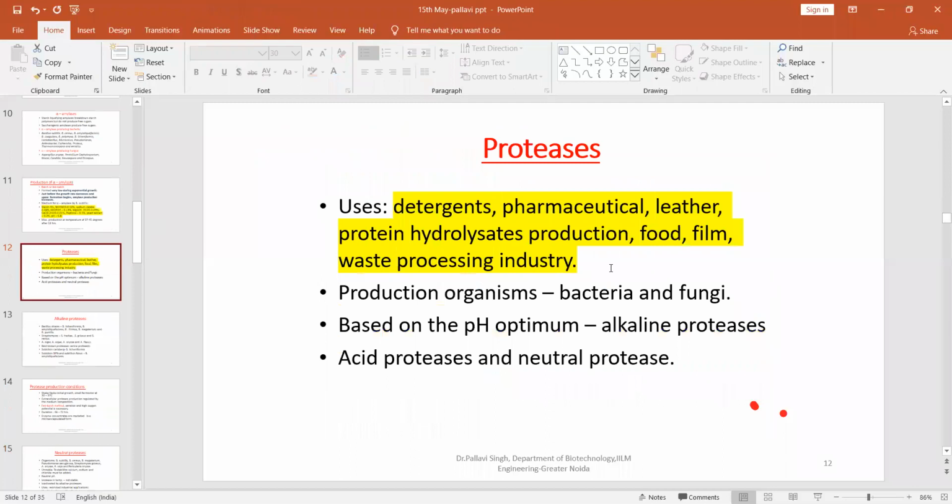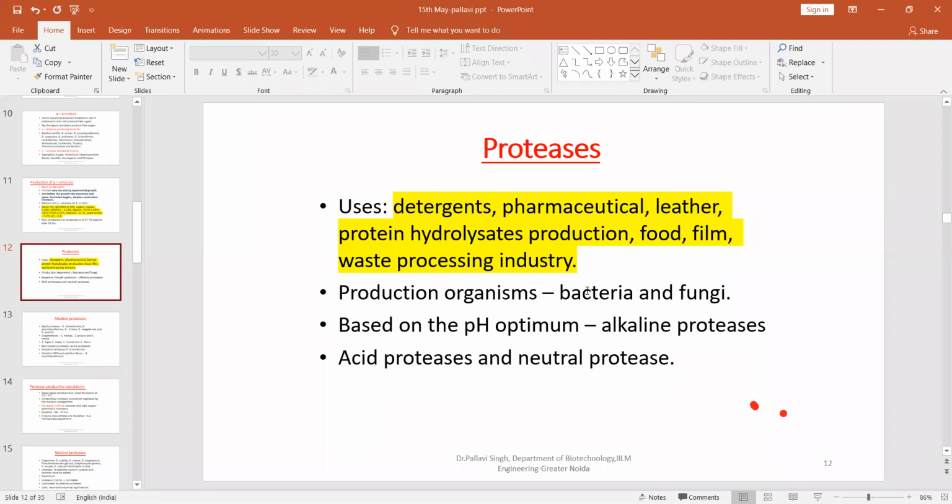Now let's talk about the proteases. Proteases are the enzymes which break down proteins and are applied in the detergent industry, pharmaceuticals, leather, food industry, waste processing industry, and just like alpha amylase, we can use both bacteria and fungi. Now I will tell you that proteases are further classified into 3 types: alkaline proteases, acid proteases, and neutral proteases based on their optimum pH requirements. At what pH their growth occurs best.